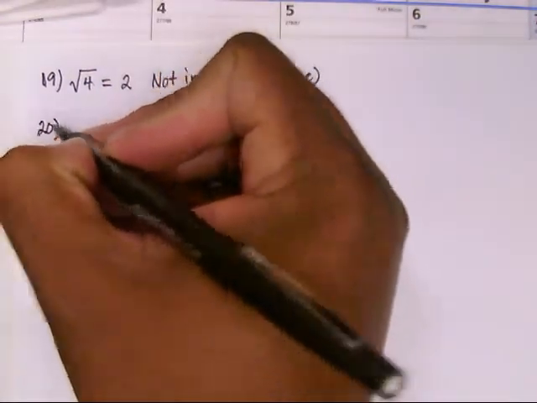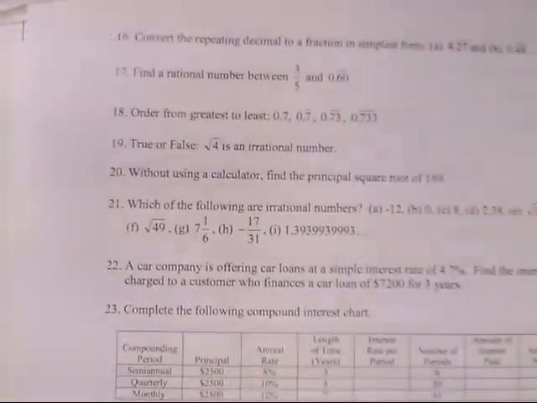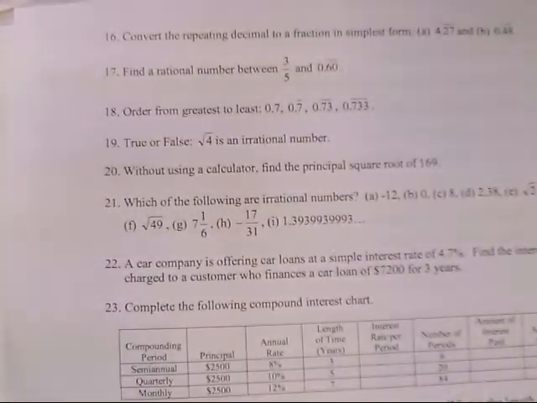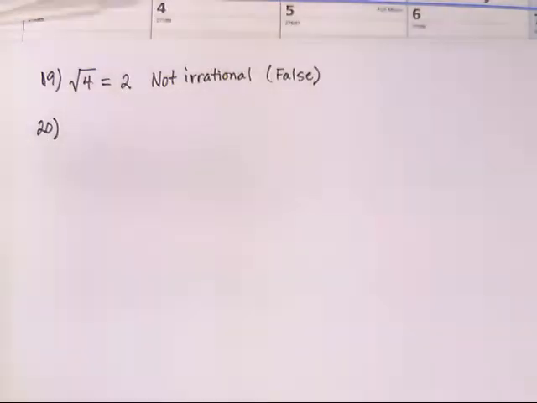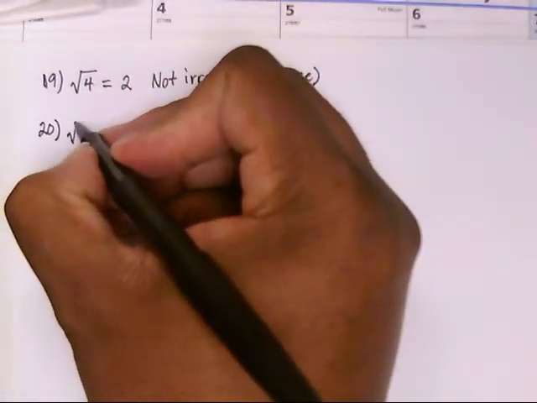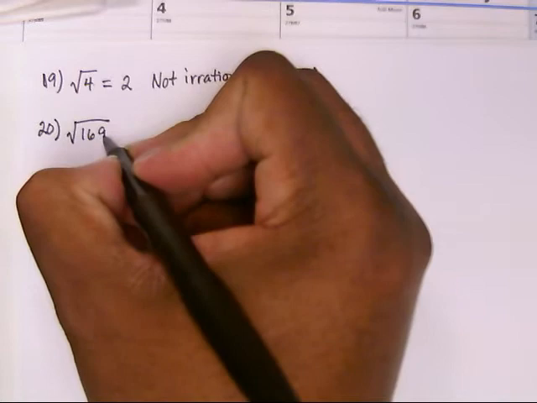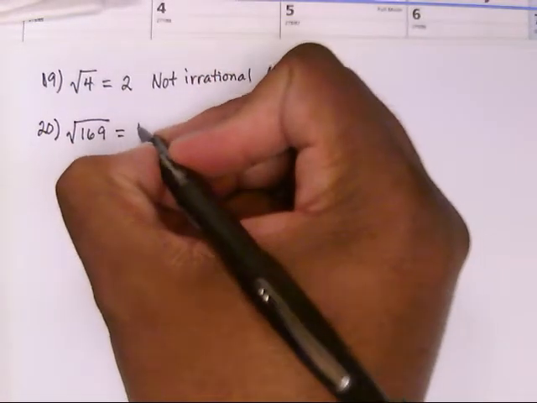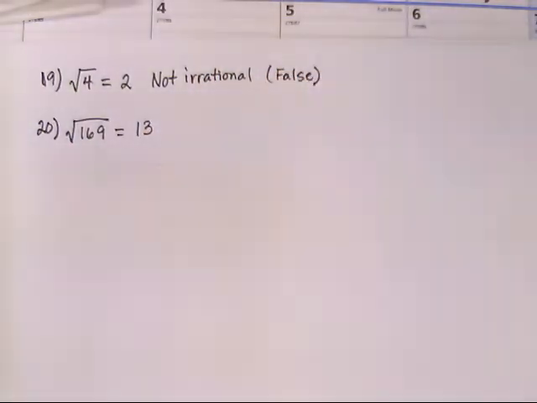Number 20. Without using a calculator, find the principal square root of 169. So I want to find out what number multiplied by itself would give me 169. In this case, it's going to be 13, because 13 times itself would be 169.